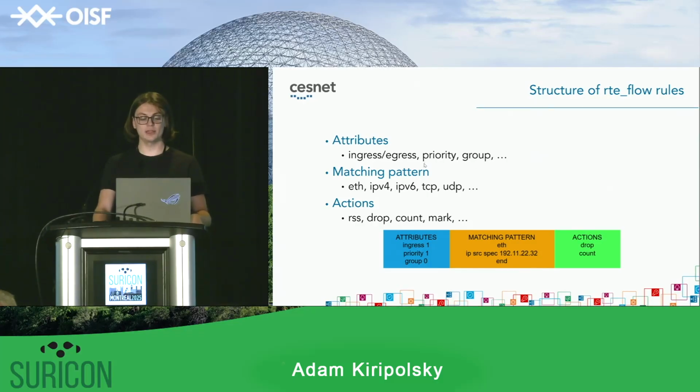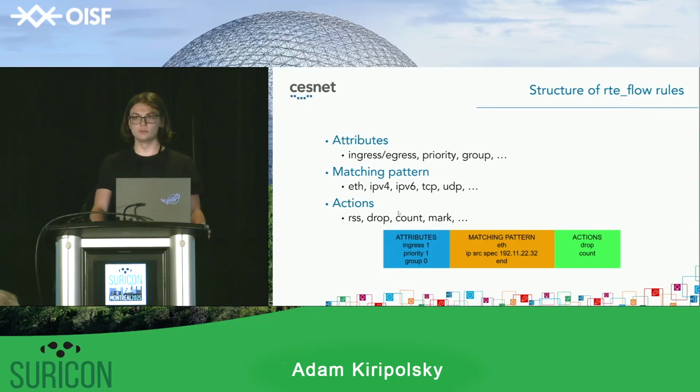The matching pattern part consists of the pattern we want to match for the specific rule. We are specifying the network protocols and their specification. For example, we can use some Ethernet MAC address or IPv4 source and destination address, TCP ports, etc. And with the action part, then we are describing what is going to happen to the matched packets or the matched traffic.